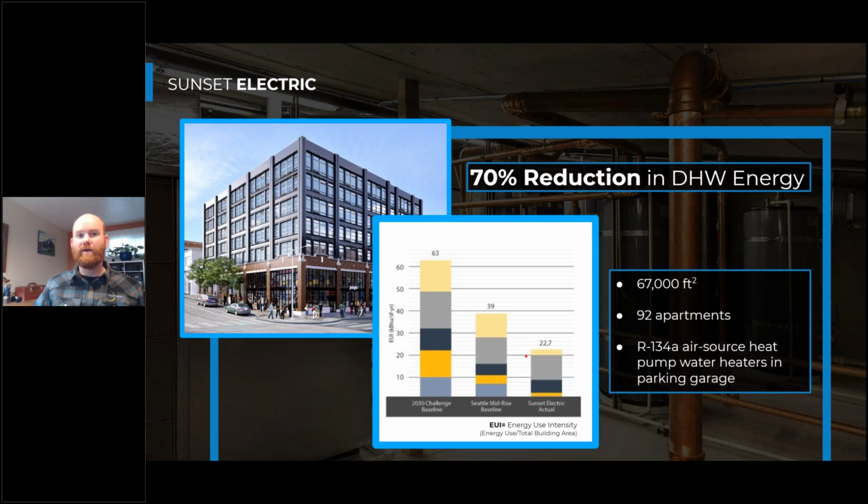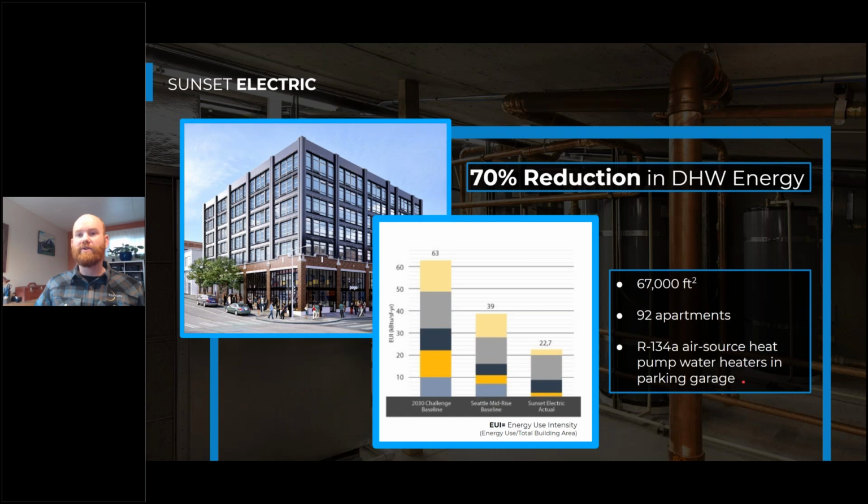And a lot of that was primarily associated with the domestic hot water heating load, shown as the light yellow bar on top there. And so this project, like I said, has been in operation for many years. It's been providing hot water to the occupants of the building. There's about 92 apartments, and it is using R134A heat pump water heaters located in an underground parking garage. And we're going to talk about that later when we're on the Jackson case study and how that all functions.